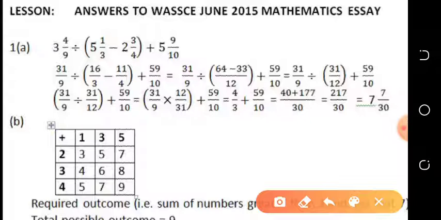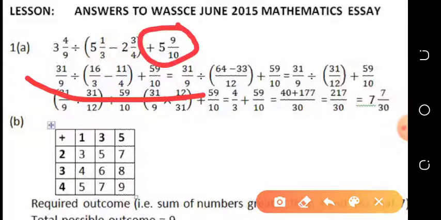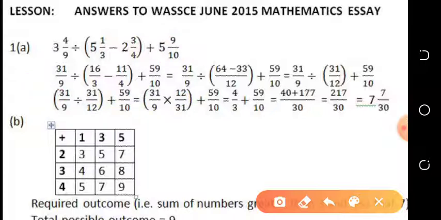We now have 31/9 divided by 5 whole number 1/3 becomes 16/3, minus 2 whole number 3/4 becomes 11/4. Next, 5 whole number 9/10 becomes 59/10. How? You have 10 times 5 is 50 plus 9, you have 59 all over 10. That's the first thing to do. You change every mixed fraction to improper fraction.